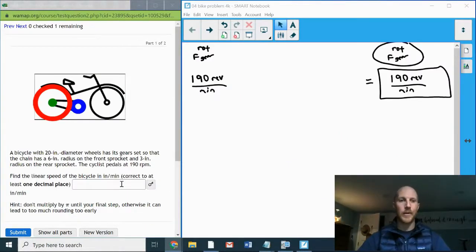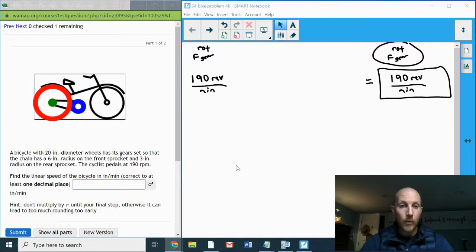So I've got a bicycle here with various parts. I know the radii of all of the different parts, the front gear and the rear wheel, and I have been given the rotational speed of that front gear where the pedals are attached. The cyclist pedals at 190 revolutions per minute. My question is asking me to find the linear speed of the bicycle, which comes from the rear wheel. That's what touches the ground. So I need to find the linear speed of the rear wheel.